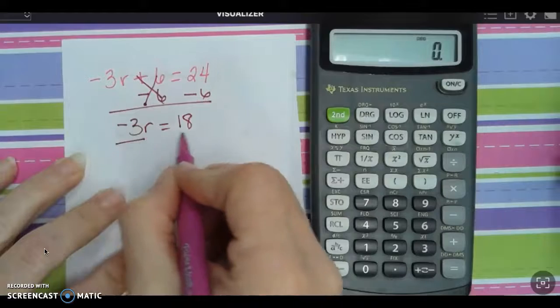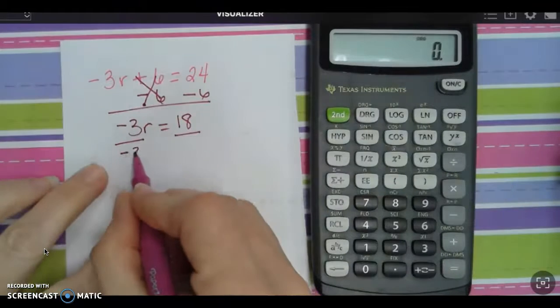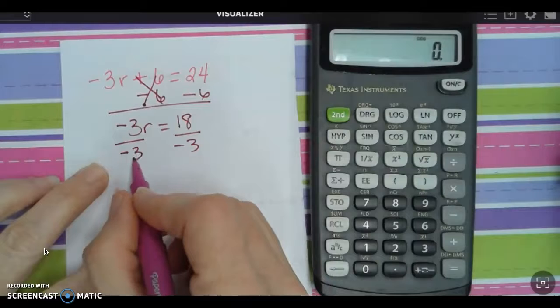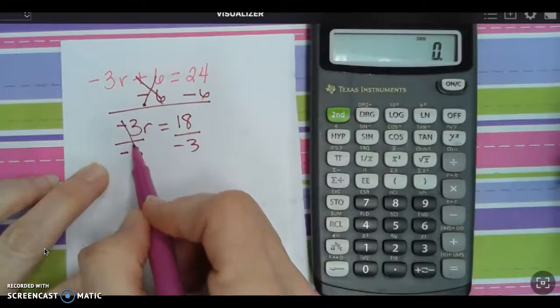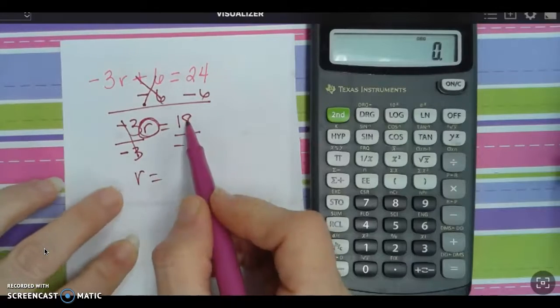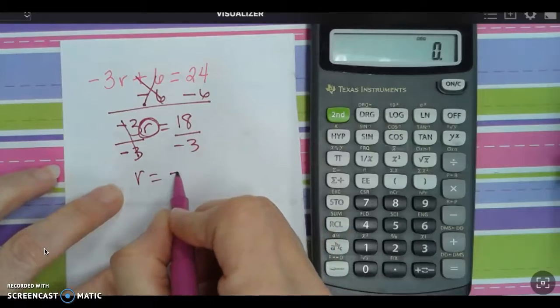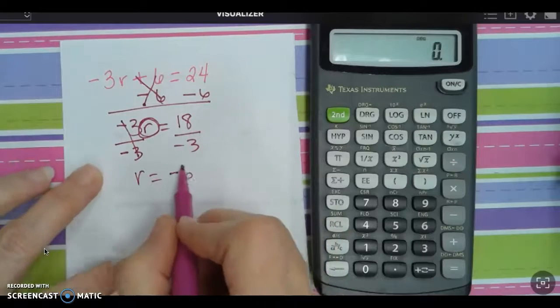We can't have a negative variable, so we need to divide by negative 3. Because a negative divided by a negative is positive, and we want to keep this r, keep that variable, whatever it is, positive. So 18 divided by negative 3 is going to be negative 6.